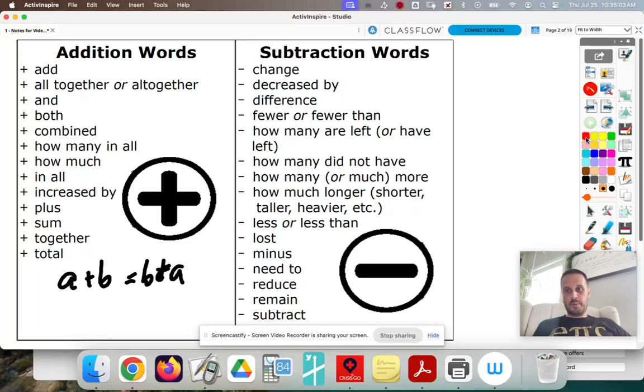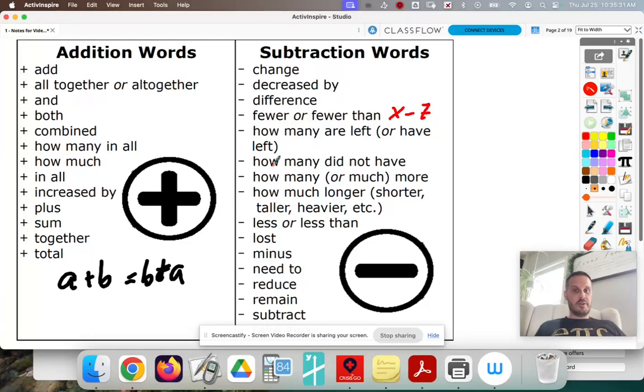But over here, when we're dealing with subtraction, you need to be careful. Change. So the change, it decreased by. So 7 decreased by x, that's 7 minus x. The difference between x and 7. If you have 7 fewer than, this one you need to be careful. 7 fewer than x would be x minus 7.